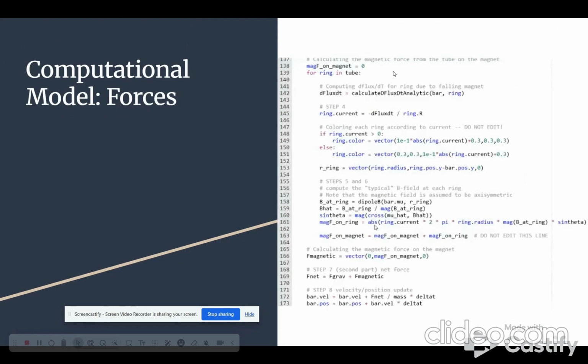The forces that we modeled are shown here. We said that the magnetic force from the tube on the magnet is 0, but for the ring in the tube it's not. So you had to find the different forces, and over here we translate that into the vector force. Over here we again calculate the magnetic field at each ring, and we add up each ring; our n value is the number of rings. Then we calculate the net force by adding both the gravitational and magnetic forces together, and then you can do velocity and position update formulas by rearranging the equation there.